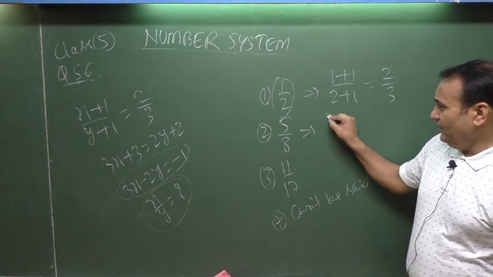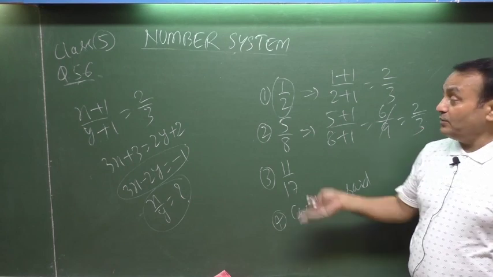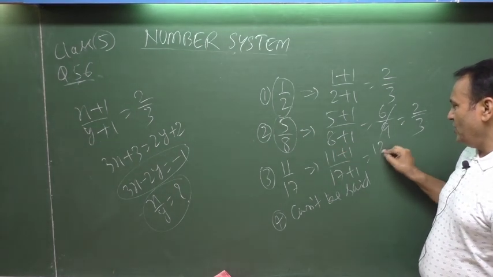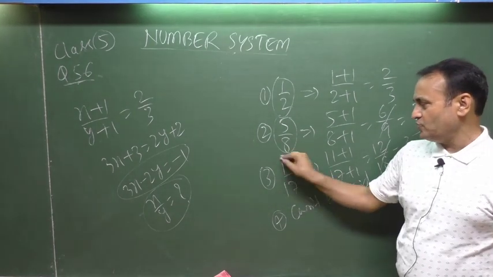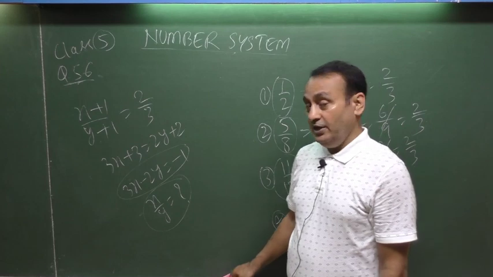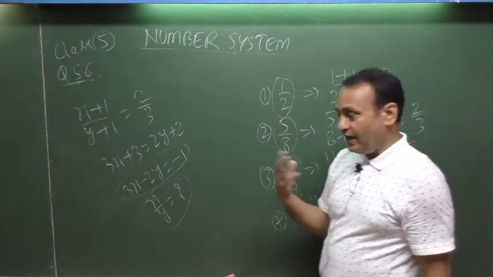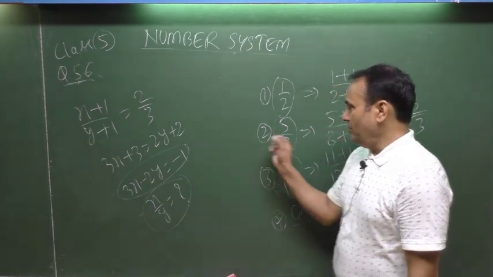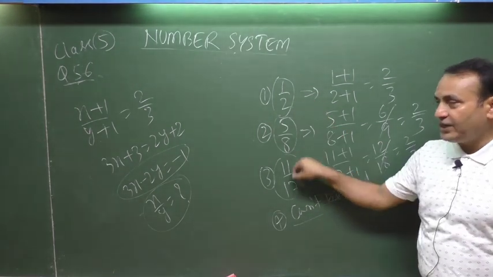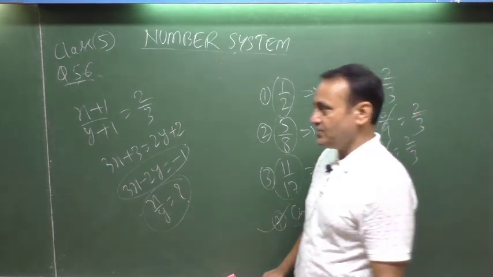But see here, in this example, 5 plus 1, 8 plus 1, 6 by 9, this is also 2 by 3. That means this is also your answer. In such a way, 11 plus 1, 17 plus 1, this is 12 by 18, this is also 2 by 3. Since there is an option can't be said, this is the perfect answer. If in any question, in any chapter, the same question has 2 or 3 or more answers, in that case your right answer is can't be said. If you go through the options, all are correct, but you have to opt for this option, and option number 4 is the right answer. Note down.